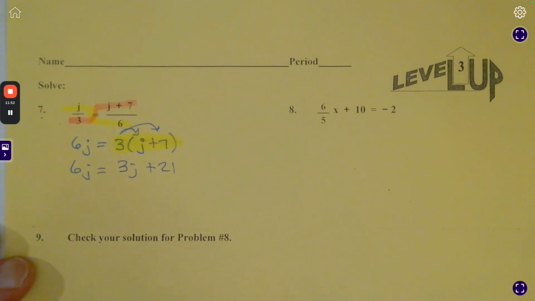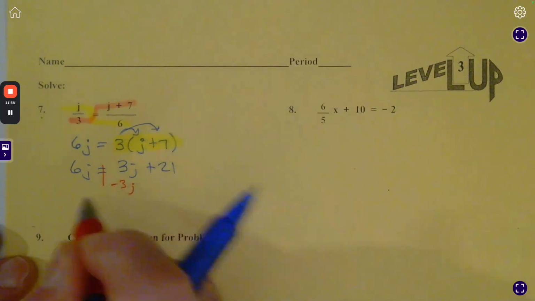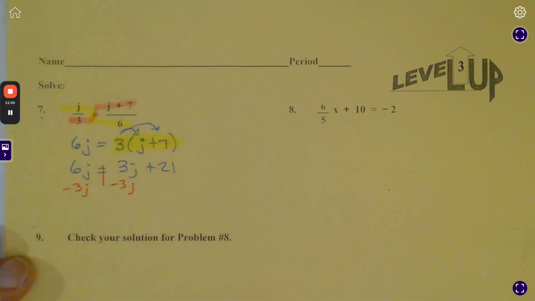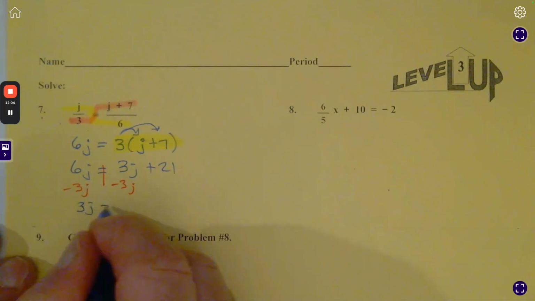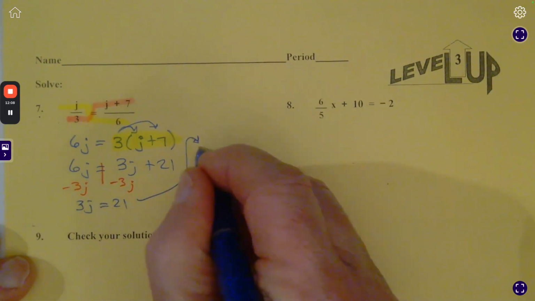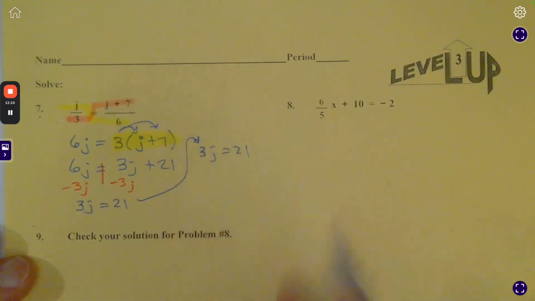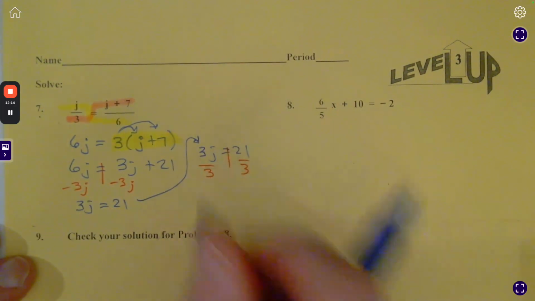Again, pardon me. All right, inverse operations. Inverse of plus 3j is minus 3j. 6 minus 3 is 3 equals 21. I'm going to go right here. Go ahead and divide by 3. Divide by 3. That's the inverse operation for multiplication.